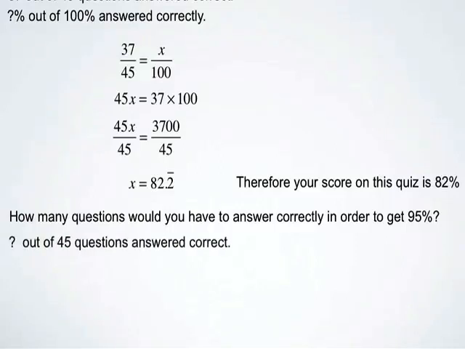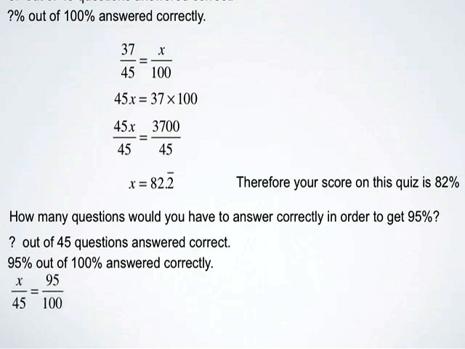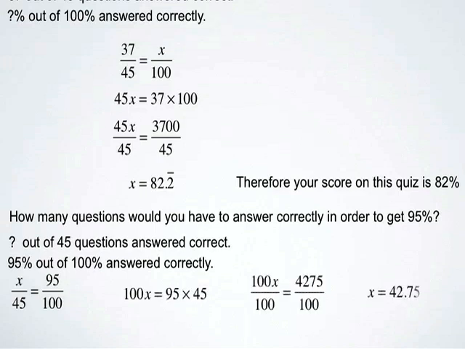So this time you wanted to know, how many out of the 45 would be the same as 95 compared to 100, because 95 is our percentage. Setting up a proportion, some number compared to 45 is the same as 95 compared to 100. Cross multiply, divide, and you get 42.75.